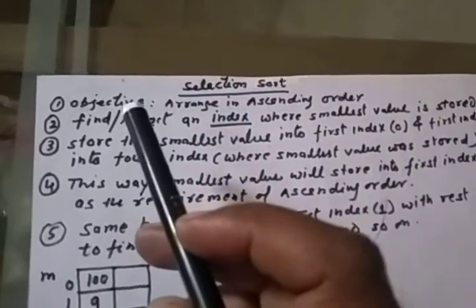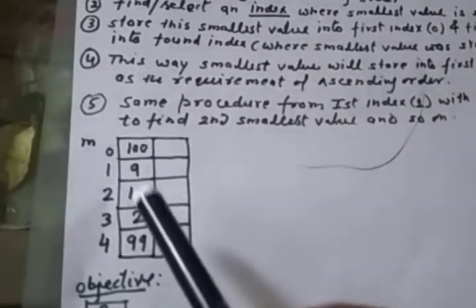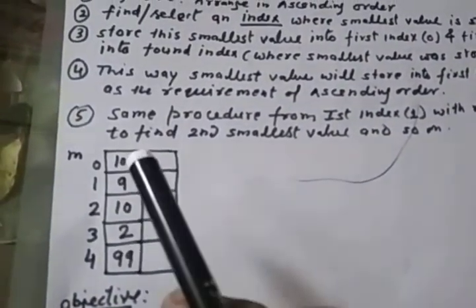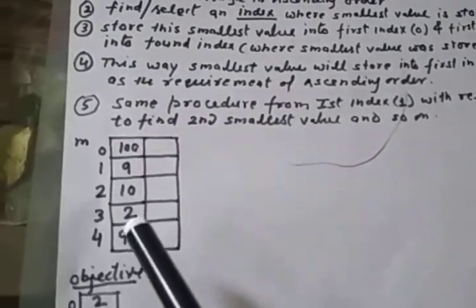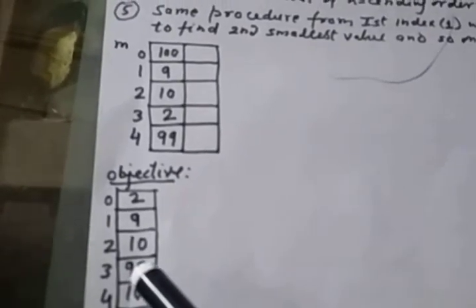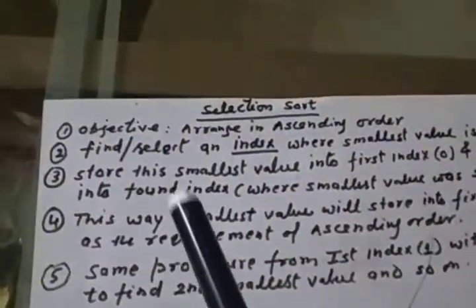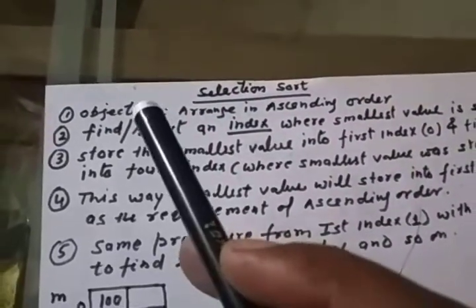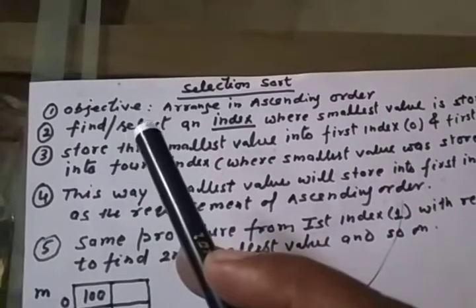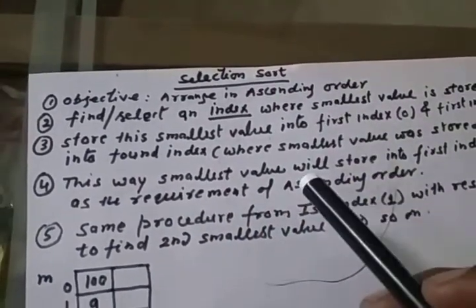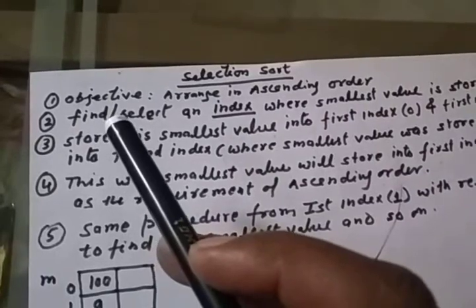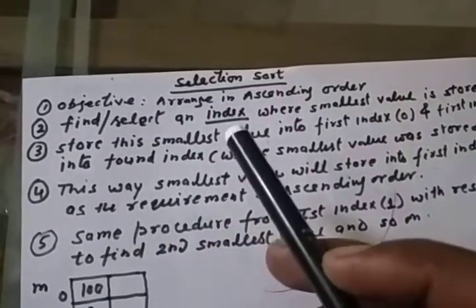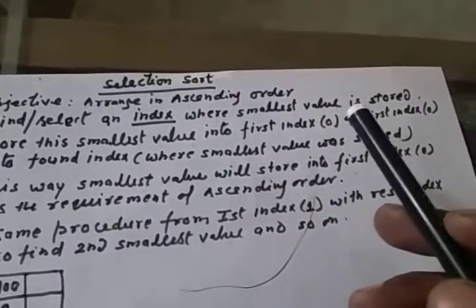The first point is what is our objective. We have 5 numbers stored in an array, and these numbers must be arranged into ascending order. Which order? This order. This is our objective. So how will we arrange these numbers into ascending order? We are using the selection sort technique. As its name is selection, the objective is to arrange the numbers in ascending order. Point number 2 is to find or select an index where the smallest value is stored.